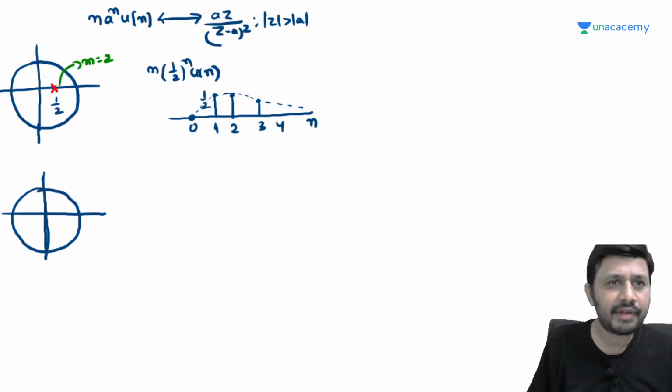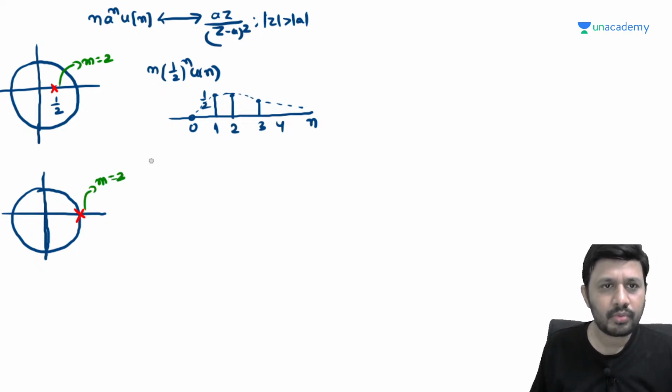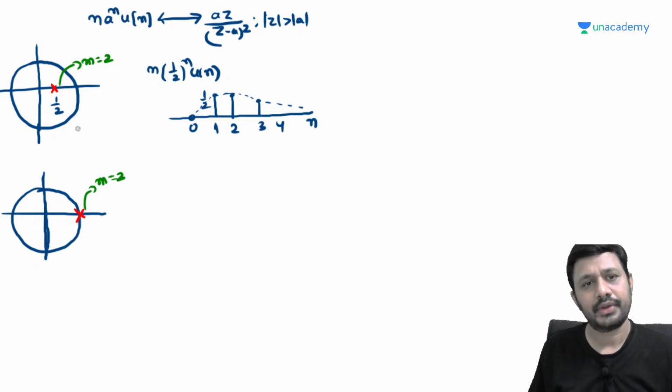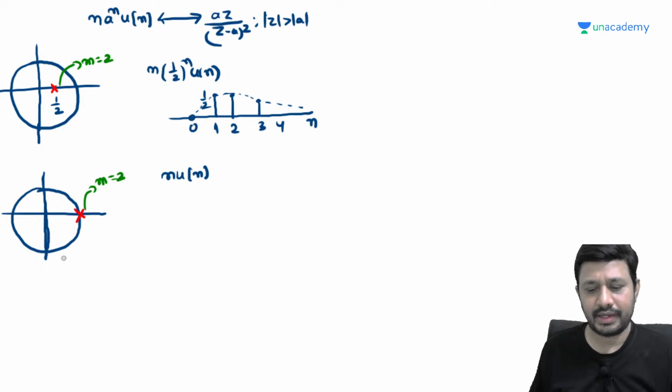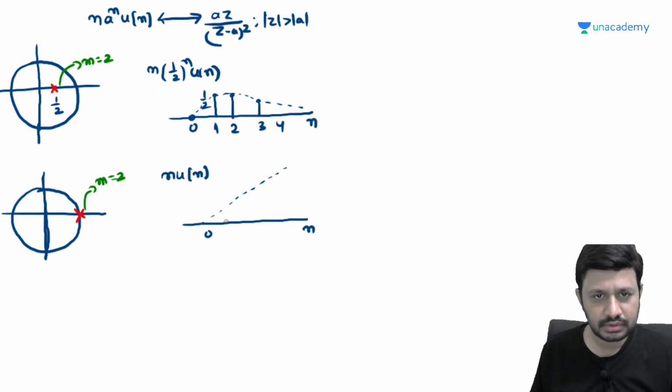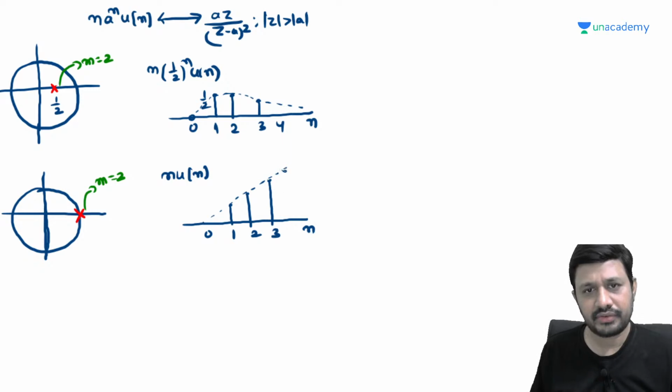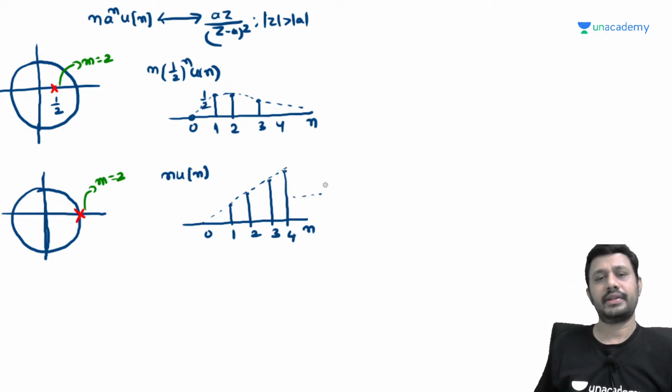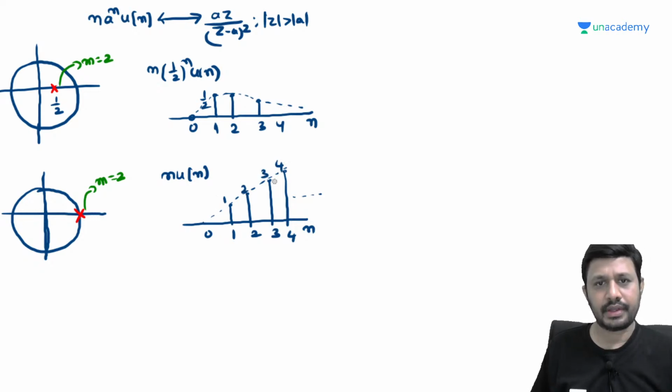Sir, what happens if I move the pole on the unit circle of order 2? What could be the shape of the time domain signal? Here a value became 1. Here a value is 1 by 2 on the real axis. Here a value is 1. So n u of n, what is n u of n? Ramp signal in discrete. Like this, n u of n.